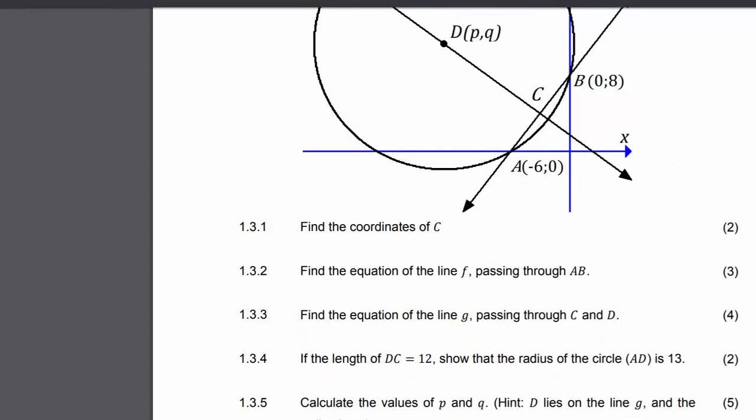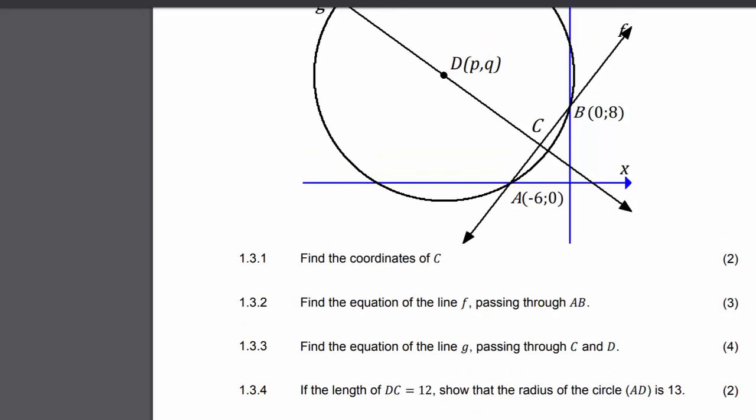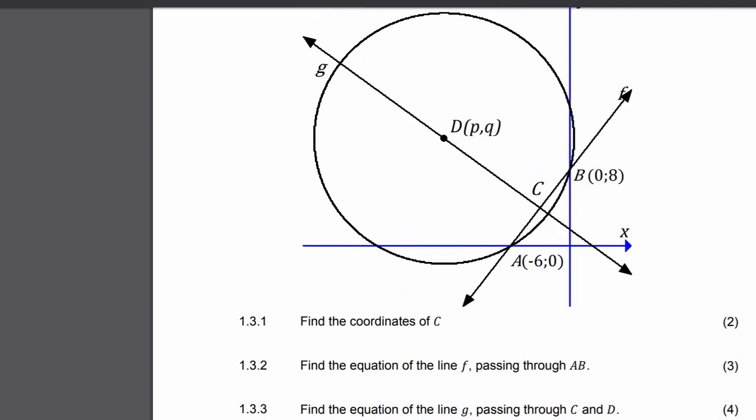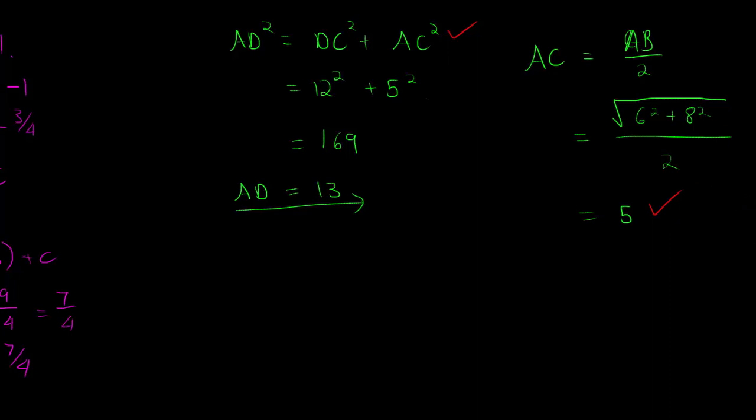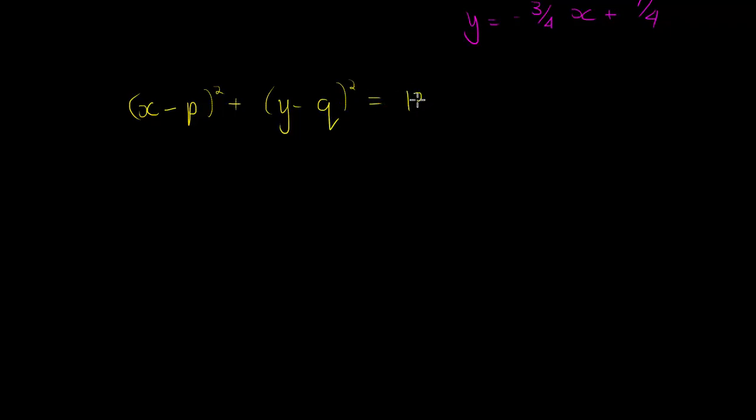Okay, so here calculate the value of P and Q. So P and Q, the center of the circle. Hint, D lies on G and the radius is 13. Okay, so we know the radius of the circle. So what the first mark went for, and what most people actually got, was just by starting with the equation of a circle. So by saying, well, x minus p squared plus y minus q squared is equal to 13 squared. Most people got that.